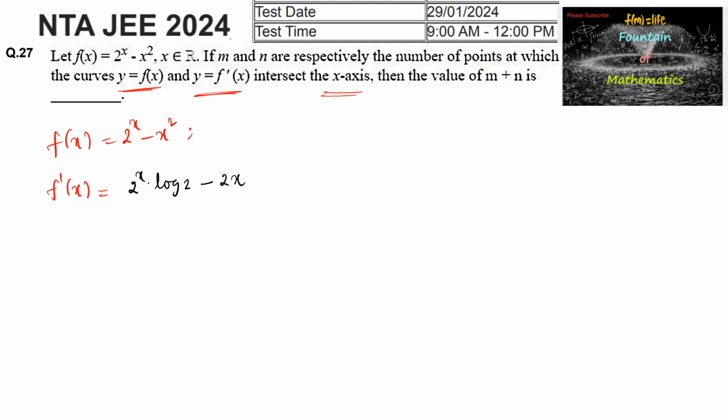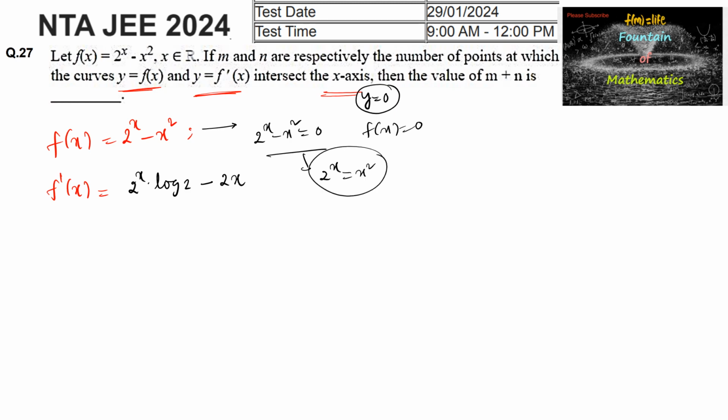It is given that the curve y is equal to f of x intersects the x-axis, which means we have to consider y is equal to 0, that is f of x is equal to 0. So in such a case, 2 power x minus x square is equal to 0. So we can say that 2 power x must be equal to x square, and the number of points at which it intersects is m. So let us sketch the graph and solve it graphically.